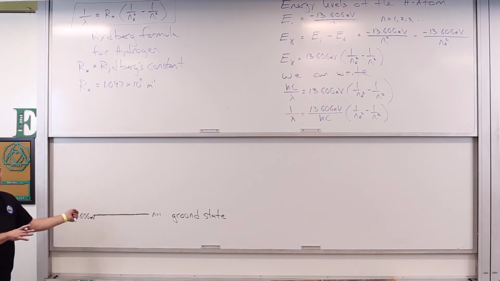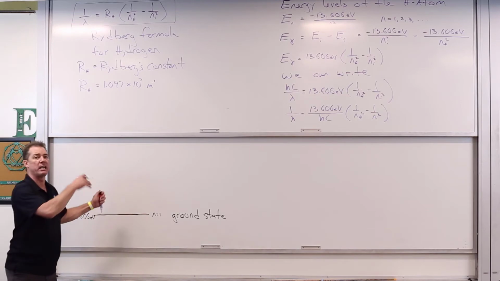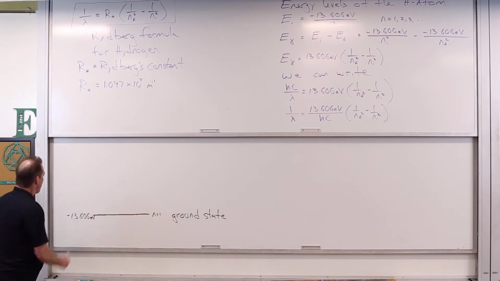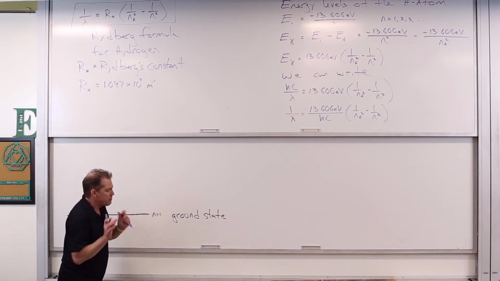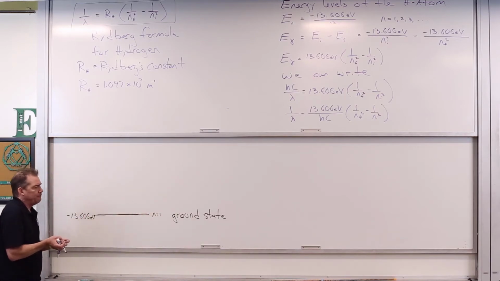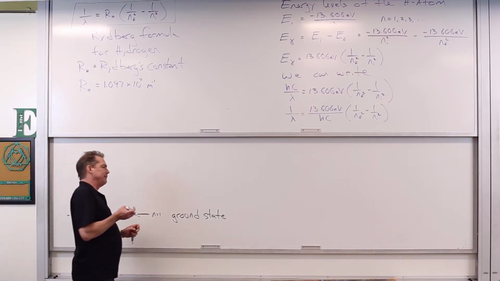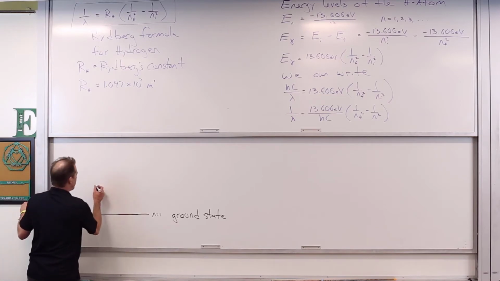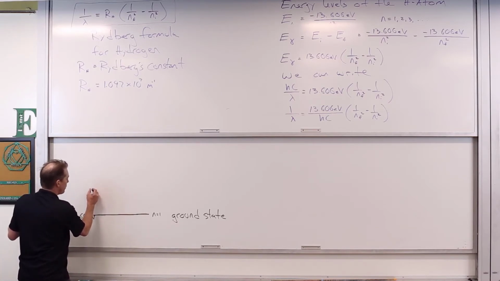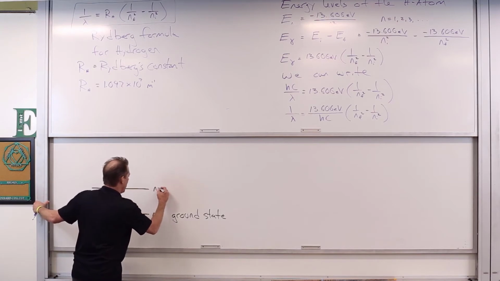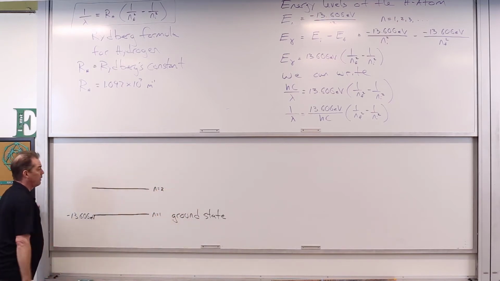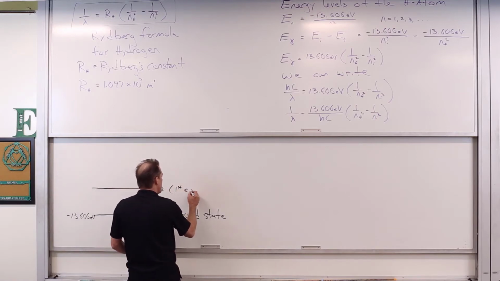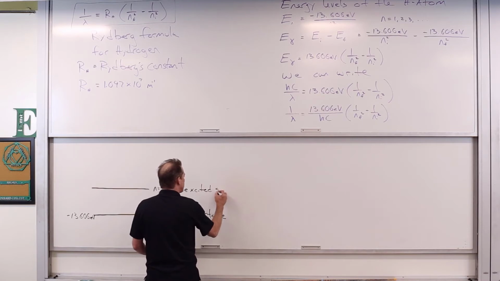Great, ground state. That's where the electron actually wants to be. This is the lowest energy that the hydrogen atom can be in, and generally things want to be at the lowest energy possible. But it's possible that we dump some energy into the atom and bump the electron up into a higher energy state. So what's the next energy state that's possible? You guessed it, n equals 2, the first excited state.